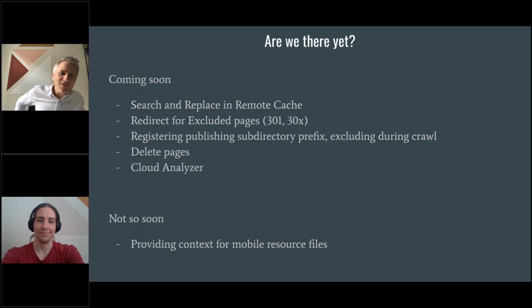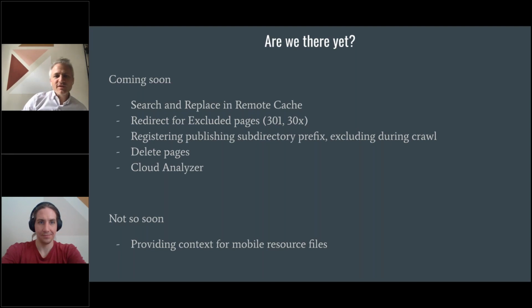Not on the backlog, but almost at the finish line, is a search and replace in the rendered cache, which is almost done. There was one feature requested to have a different redirect strategy for excluded pages. This is also delivered by the backend team, so we just have to build a user interface for that.